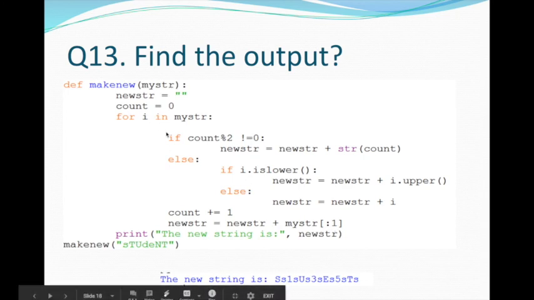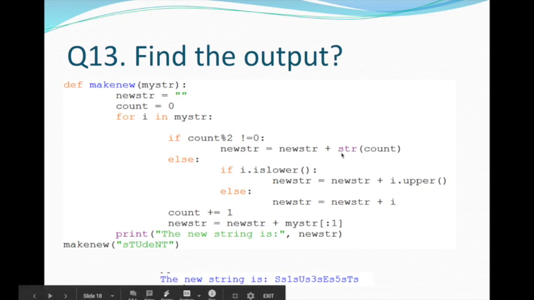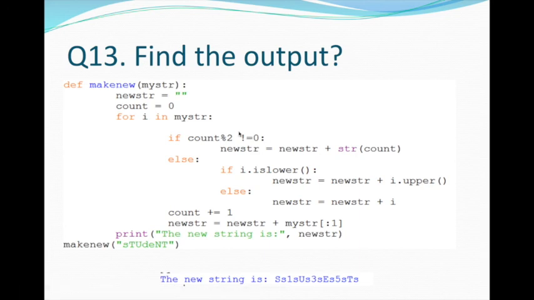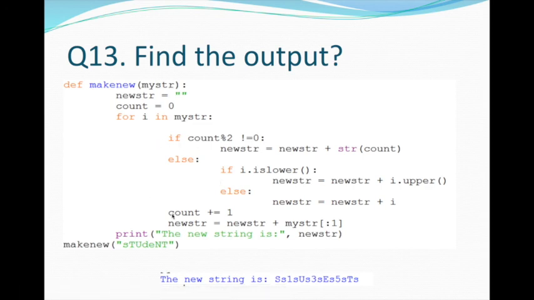Again in the next iteration the value of i is capital letter T. Again checking the condition, 1 mod 2 not equal to 0. 1 mod 2 is not equal to 0. So what we are doing? new_str plus str(count). new_str values are capital S and small s, and then adding str(count). What is the value of count here? 1. That is converted to a string and concatenated. So Ss1.